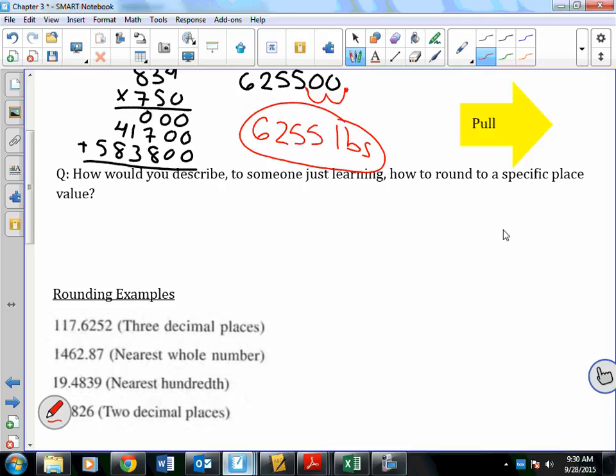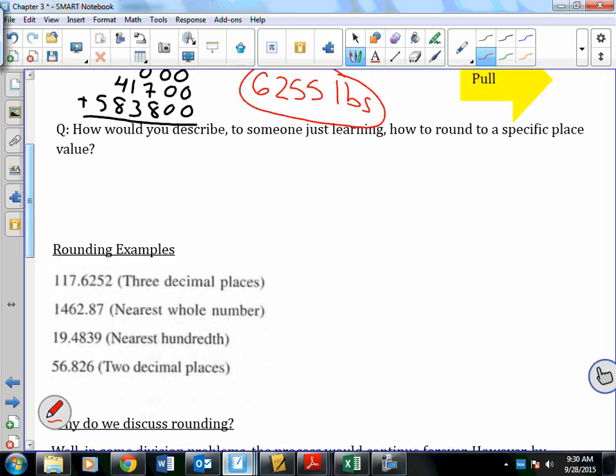What we're going to say is that to round to a specific place value, we look at the value in the place that occurs just after it. If that value is a 5 or higher, we round our current place value up 1. If it's a 4 or lower in that next place value to the right, then we keep our place value as it is.